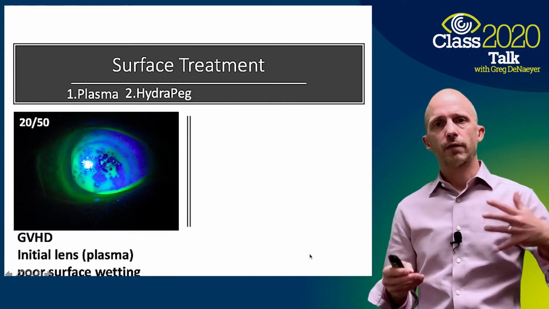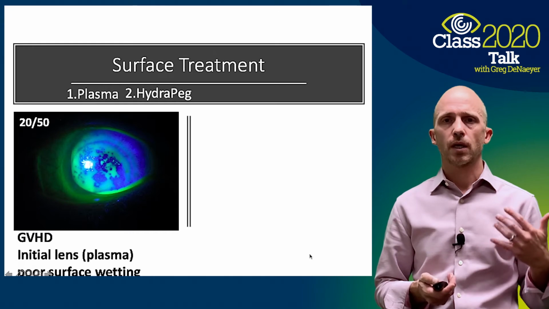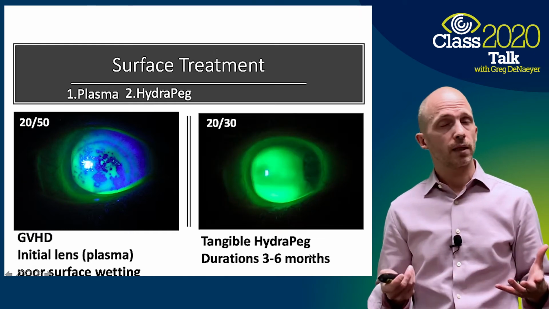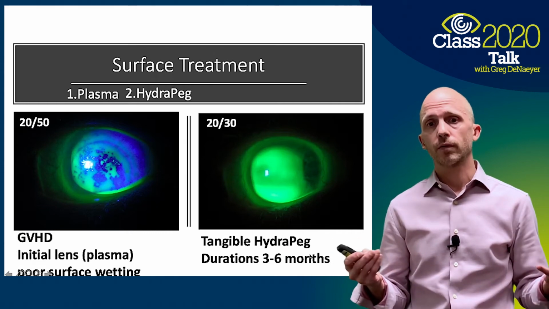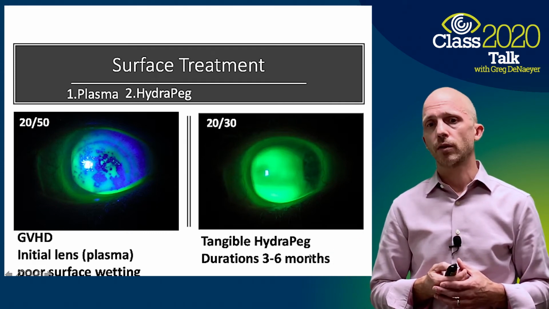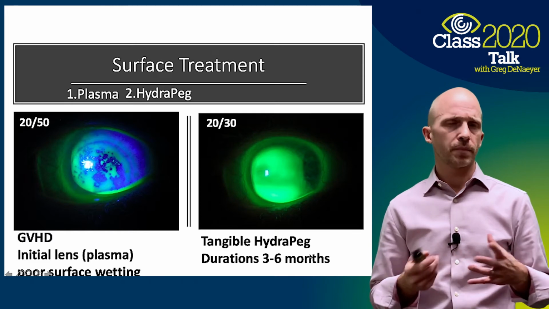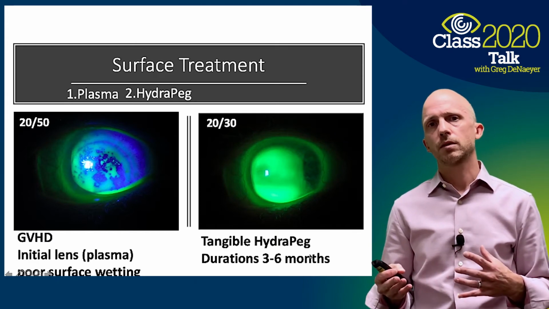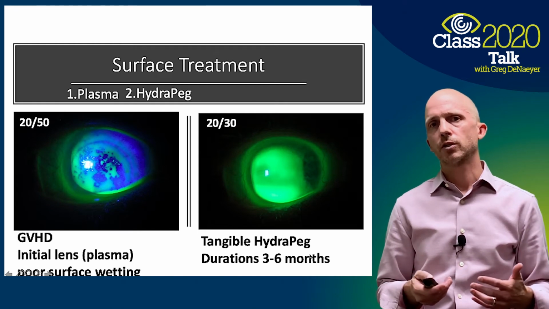So I had the manufacturer design another lens, this time adding Tangible HydroPeg. And once we applied the lens now, the lens wets perfectly. In fact, this improved her vision to 20/30. Now, one potential issue with HydroPeg is that we don't know how long it lasts, maybe 3 to 6 months. But it may be enough just to get the patient started.